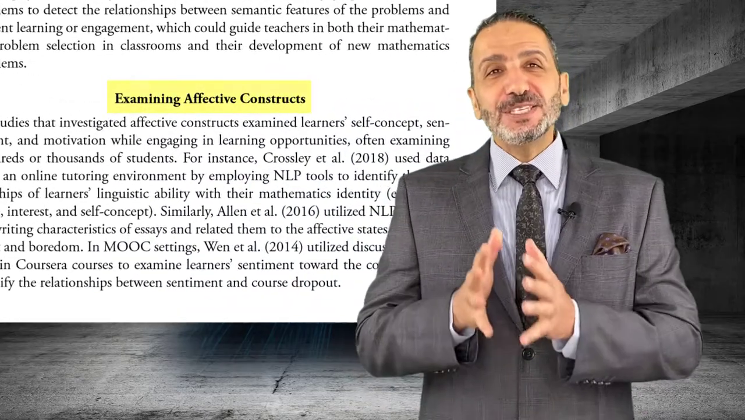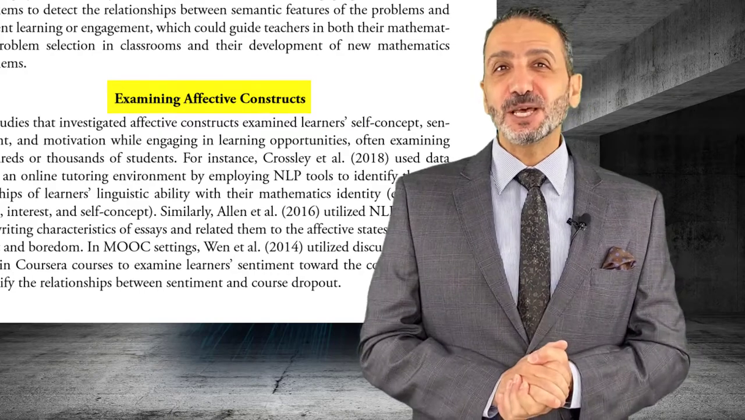The last level that was discussed is something called examining affective constructs. Now, this deals with the learner's self-concept and sentiment, motivation, and how they engage in learning activities. An example would be the learner's feeling about the course. How are they finding this course? Are they feeling that this is something that is too much for them? Is this going to impact the dropout rate in this course? So this is really critical, important information that gives us an idea about the learner's self-concept.